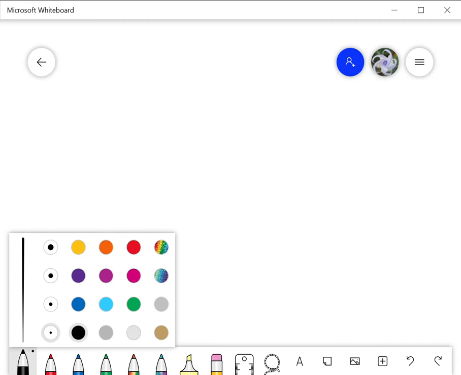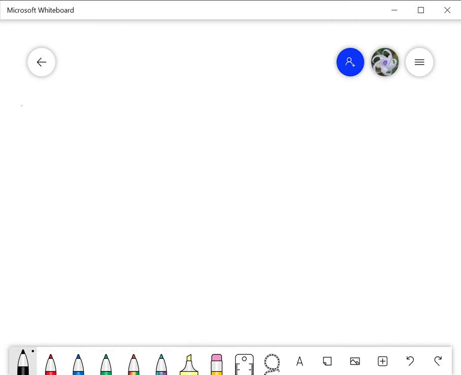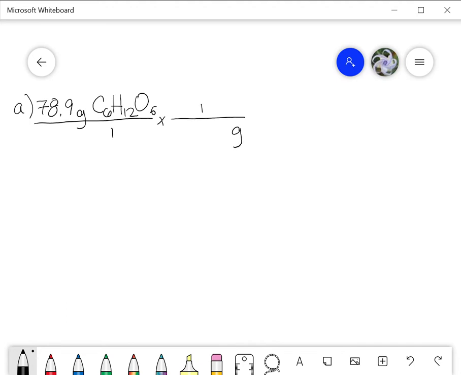So we're going to practice doing some conversions from grams to moles to molecules. The first one we're going to do is part A, which says 78.9 grams of glucose, which is C6H12O6. And the first thing it says to do is convert it from grams to moles.